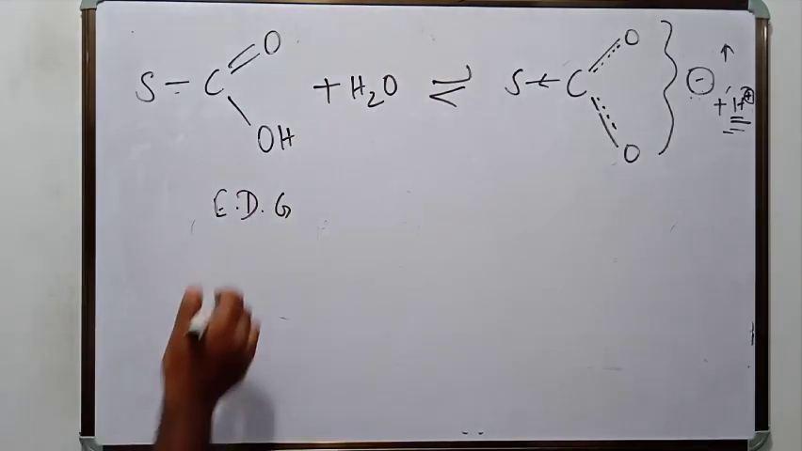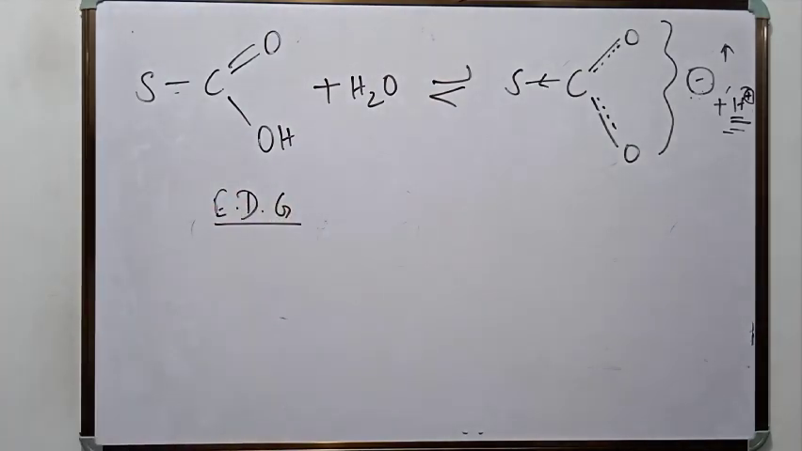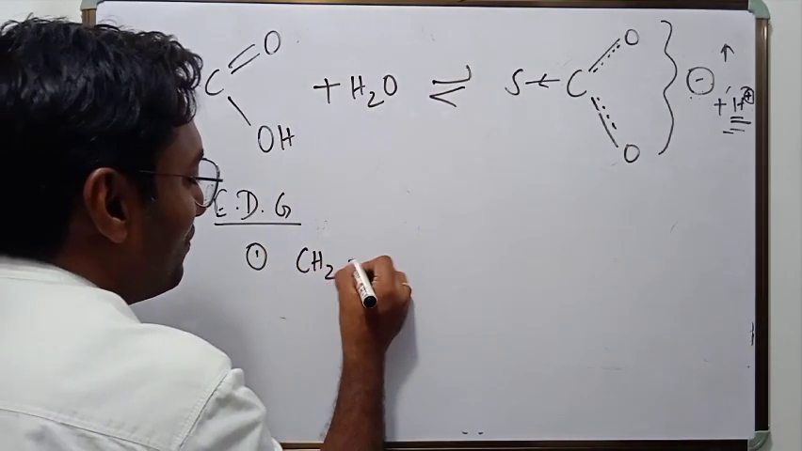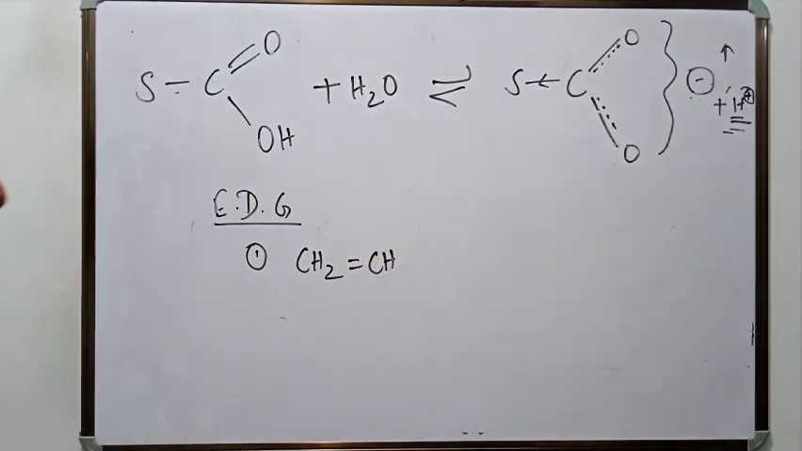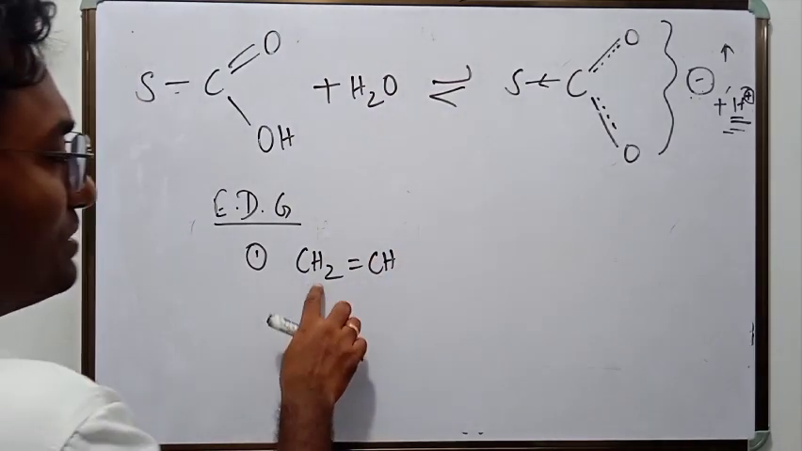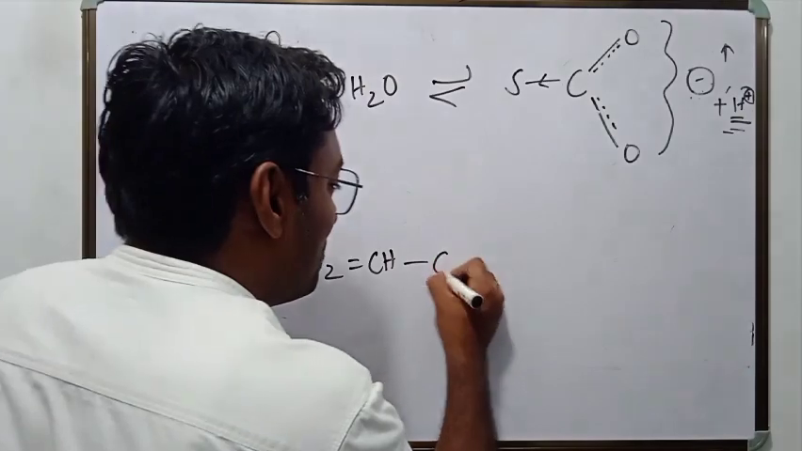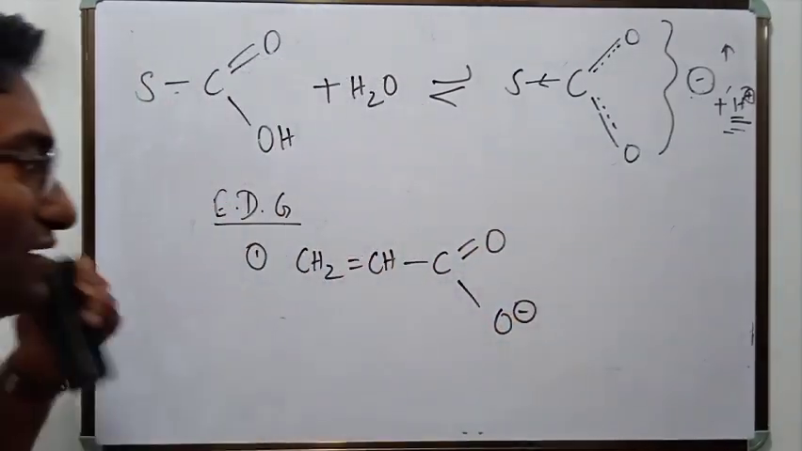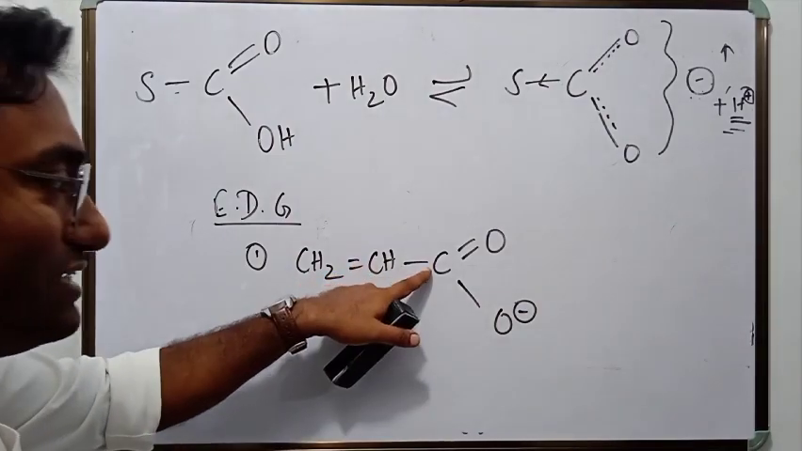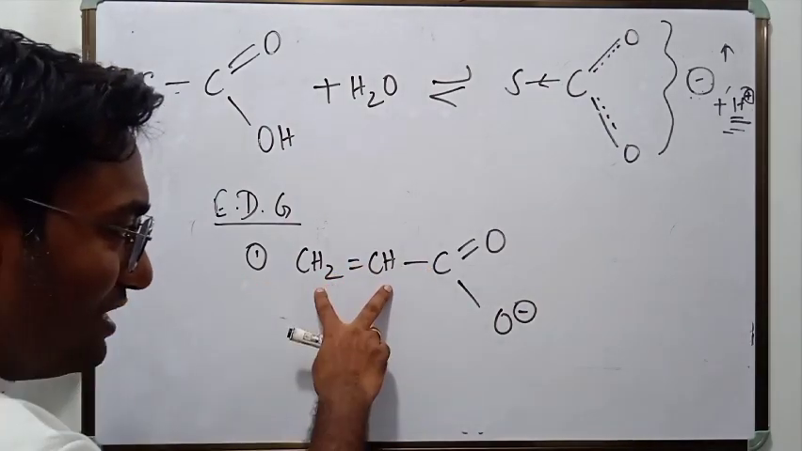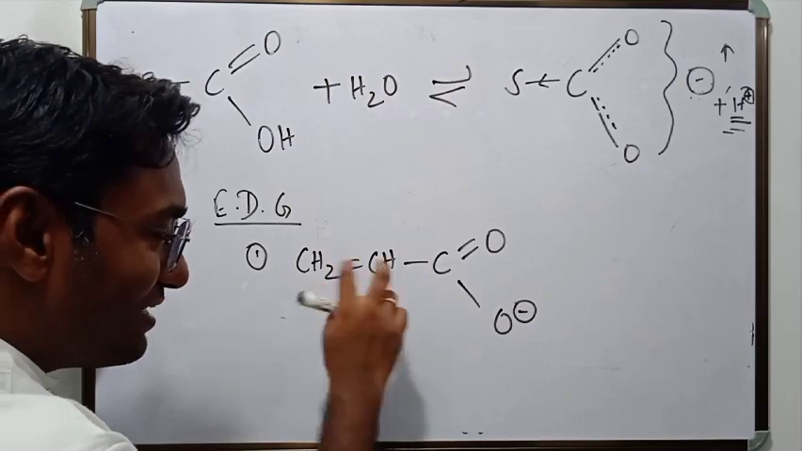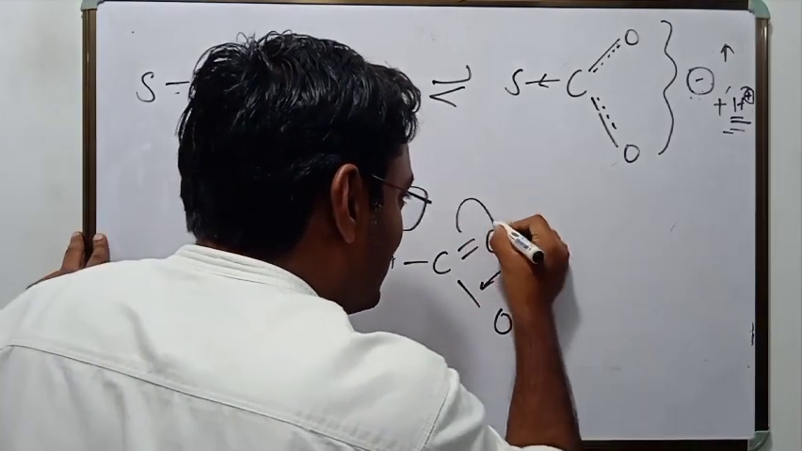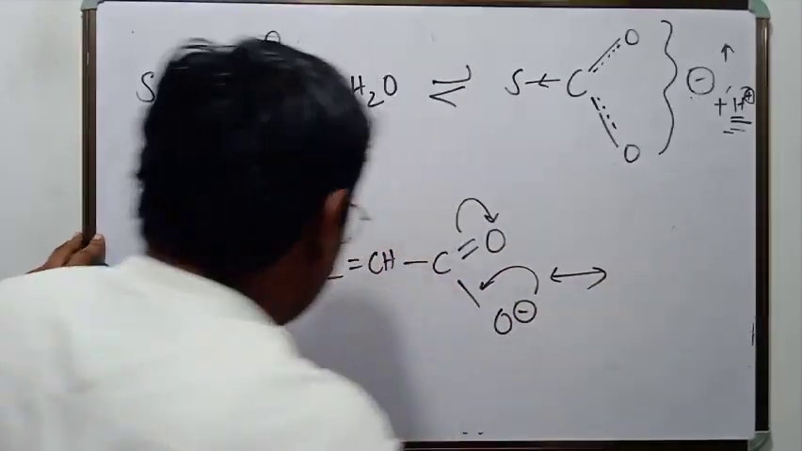But there are exceptions for electron donating groups. Number one exception is the vinyl group. This is the first exception. See, the vinyl group is electron donating. I will show you how. This is the first carboxylate salt. If the vinyl group is present directly, this is the vinyl group. Okay, it is electron donating. This is the first structure. The second structure is like this.